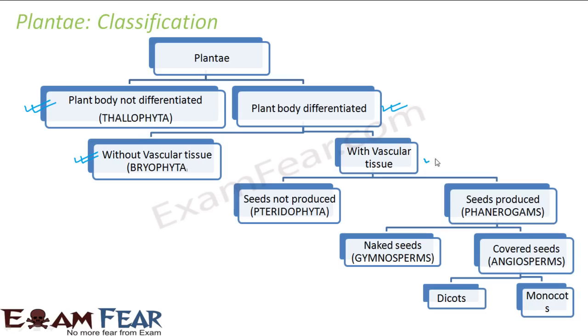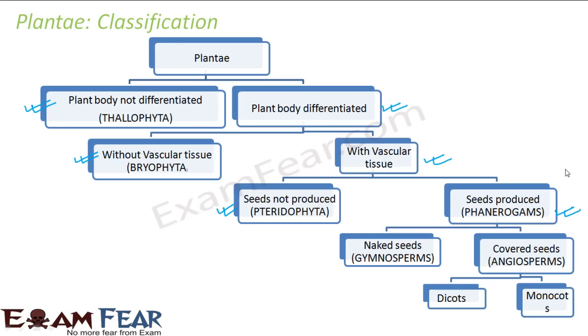And then the other section was those with vascular tissue. Again, the plants with vascular tissue were divided into two types based on whether seeds are produced or seeds are not produced. Seeds not produced, they were known as pteridophyta. Here P is silent. And those plants where seeds were produced were known as phanerogams.